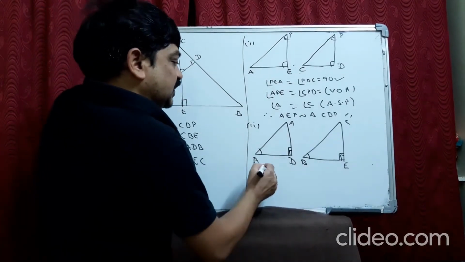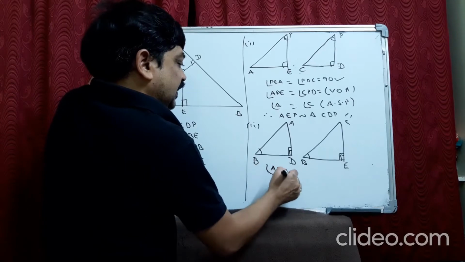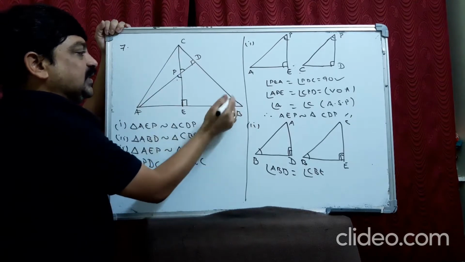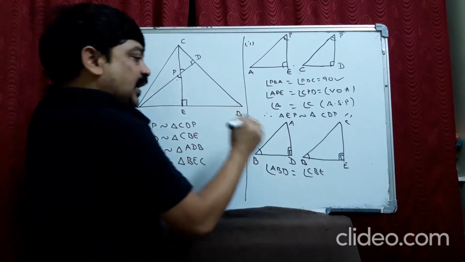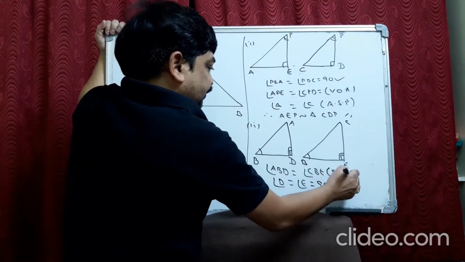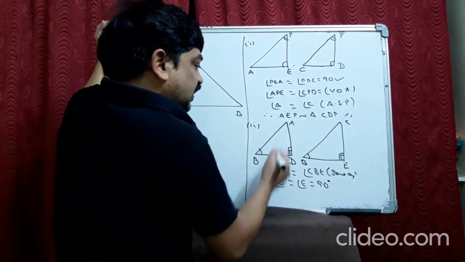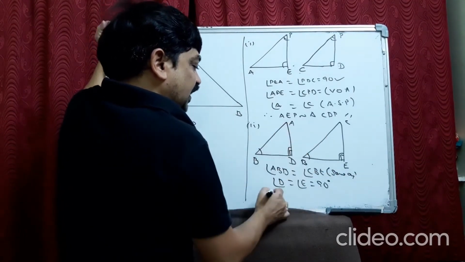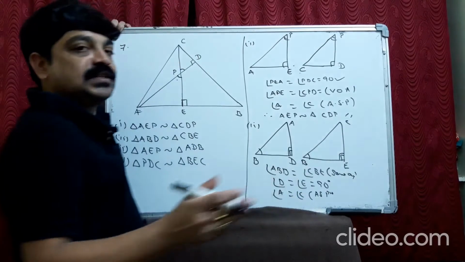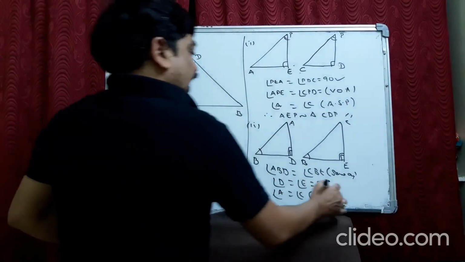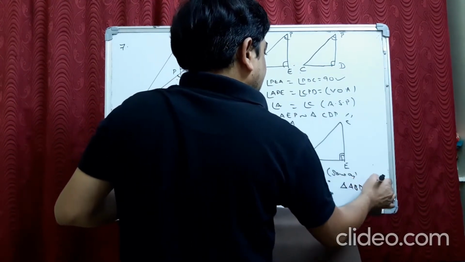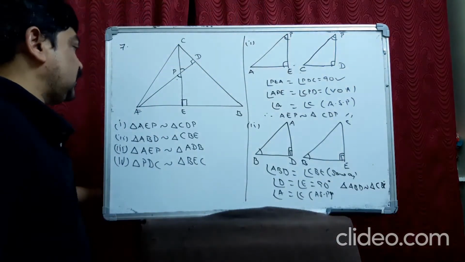So when two angles are the same, let us write angle ABD is equal to angle CBE. This angle is the same in both the triangles, and angle D is equal to angle E is equal to 90 degrees. Obviously, the third angle will be the same. Angle A will be equal to angle C from angle sum property. If two corresponding angles are equal, obviously the third angle will be equal. Therefore, triangle ABD is similar to triangle CBE. Okay? Now the next one.